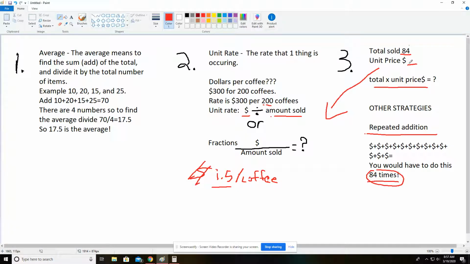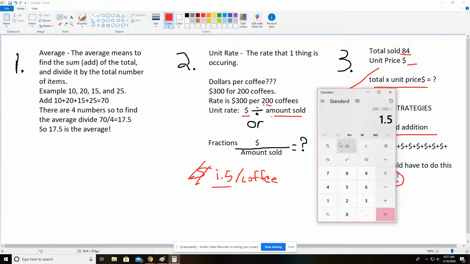So for example, we found out the coffee was $1.50 each. So since I had 84, the total profit they would have made is $126. These are examples. Don't just put these answers on your sheet. These are just examples. Fire off some questions if you have some.